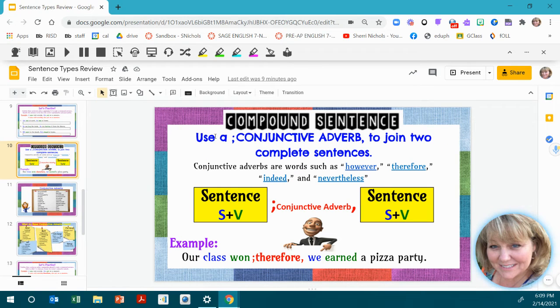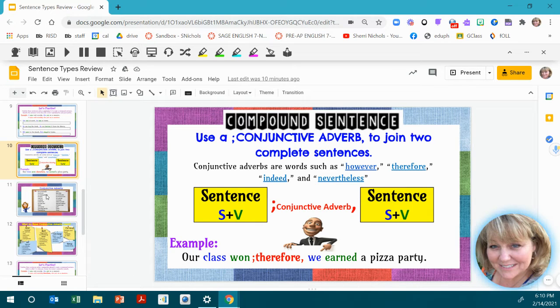And then this way is to use a semicolon, conjunctive adverb, comma, to join. So you could say your complete sentence, semicolon, conjunctive adverbs such as however, therefore, indeed, nevertheless. And then, so our class won, semicolon, therefore, comma, we earned a pizza party. So you're still joining these independent sentences together.